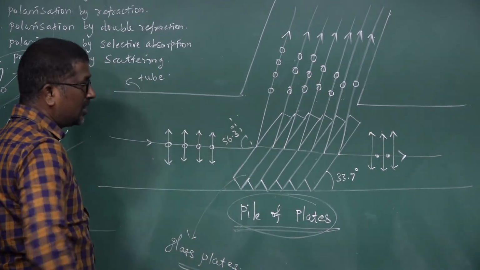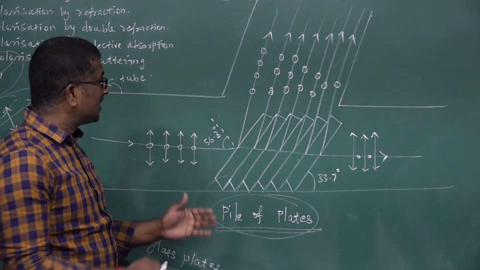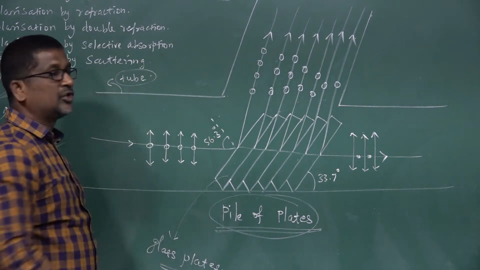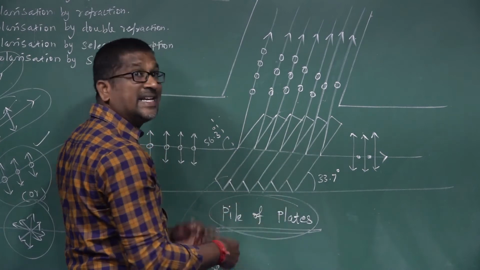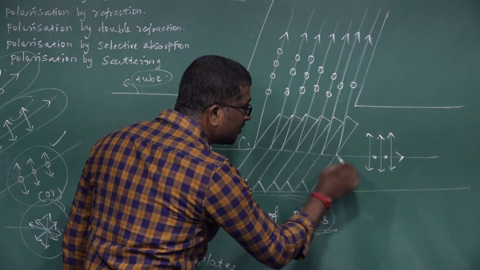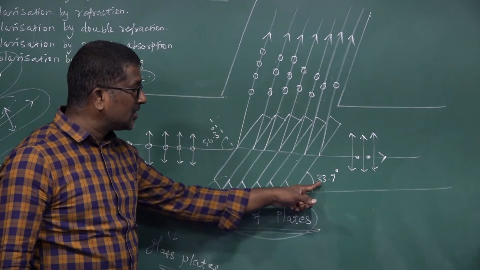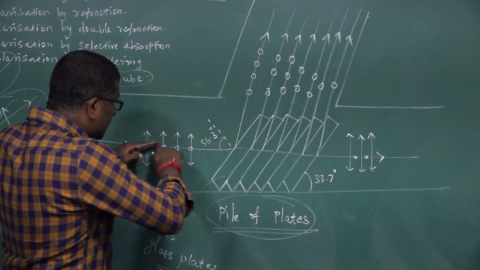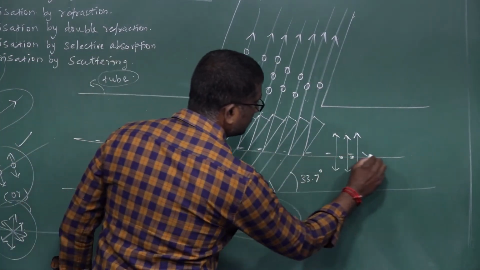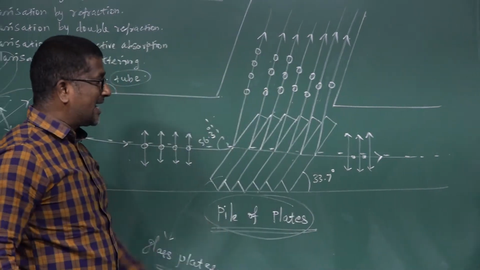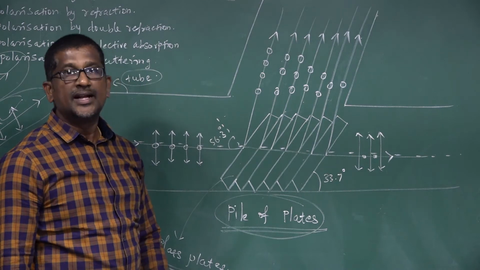Glass plates. Okay, so a large number of glass plates are placed one over the other inside the shootable size of the tube. These glass plates are inclined at an angle of 33.7 degrees with respect to the axis of the tube. So this is the axis of the tube.